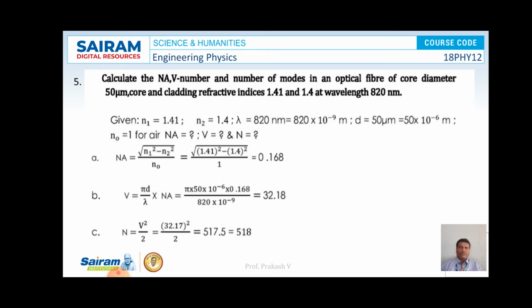So what is the numerical aperture, V number and number of modes? We know that numerical aperture is equal to square root of n1 square minus n2 square by n0.